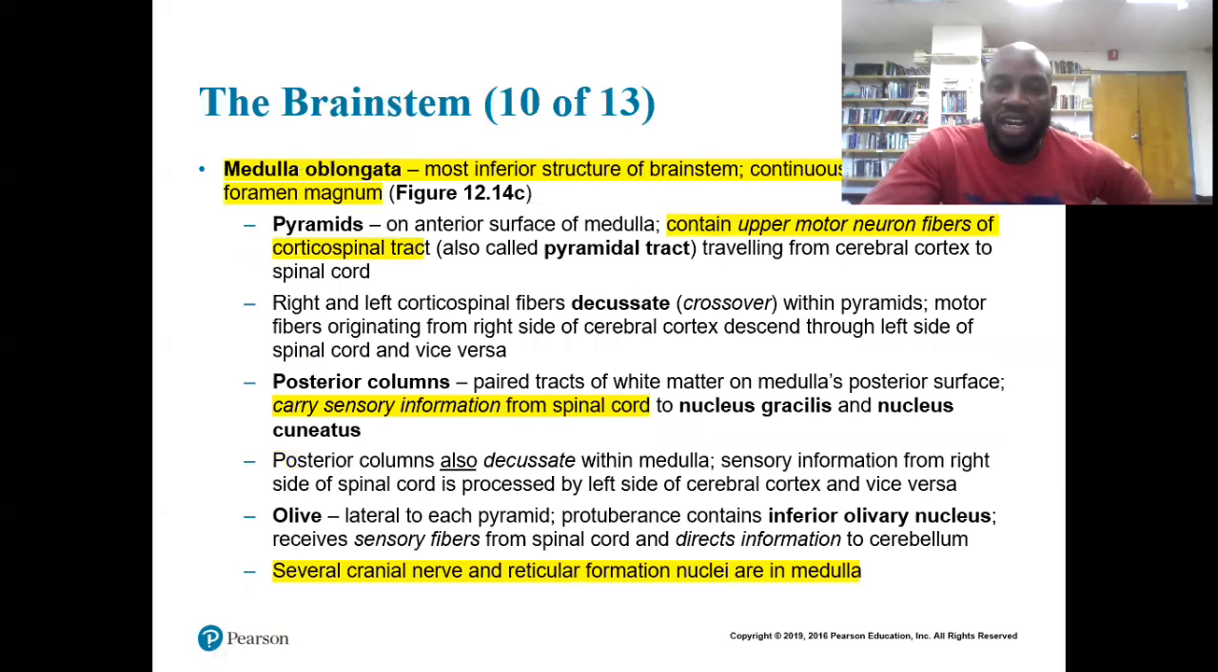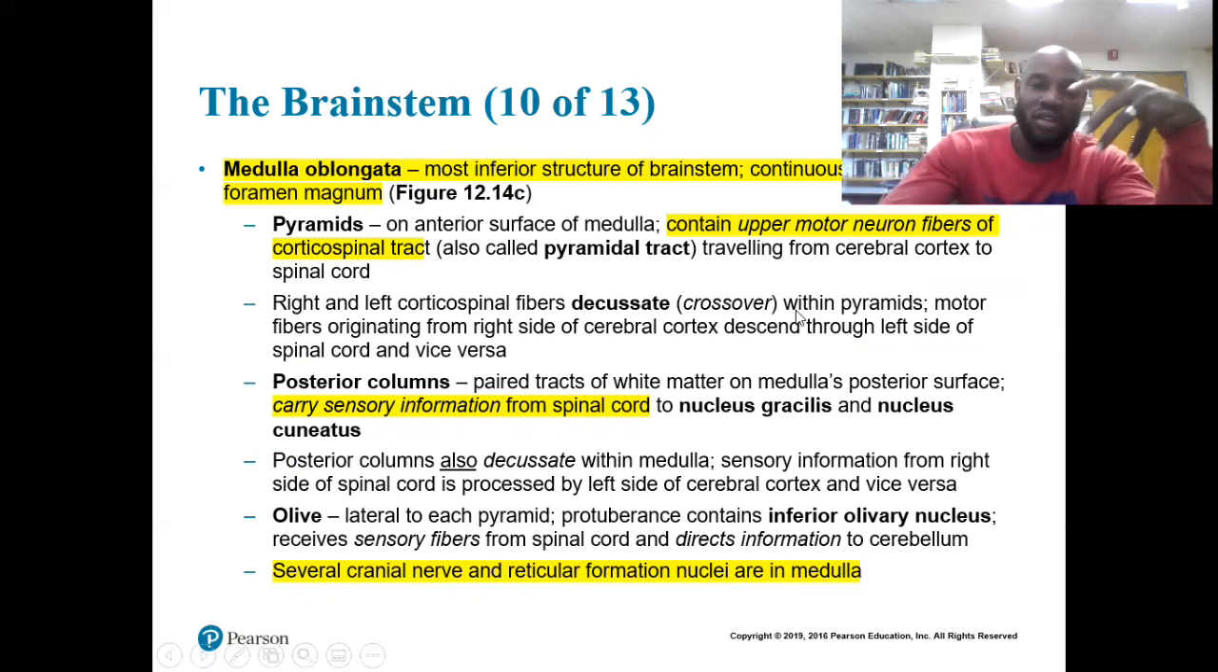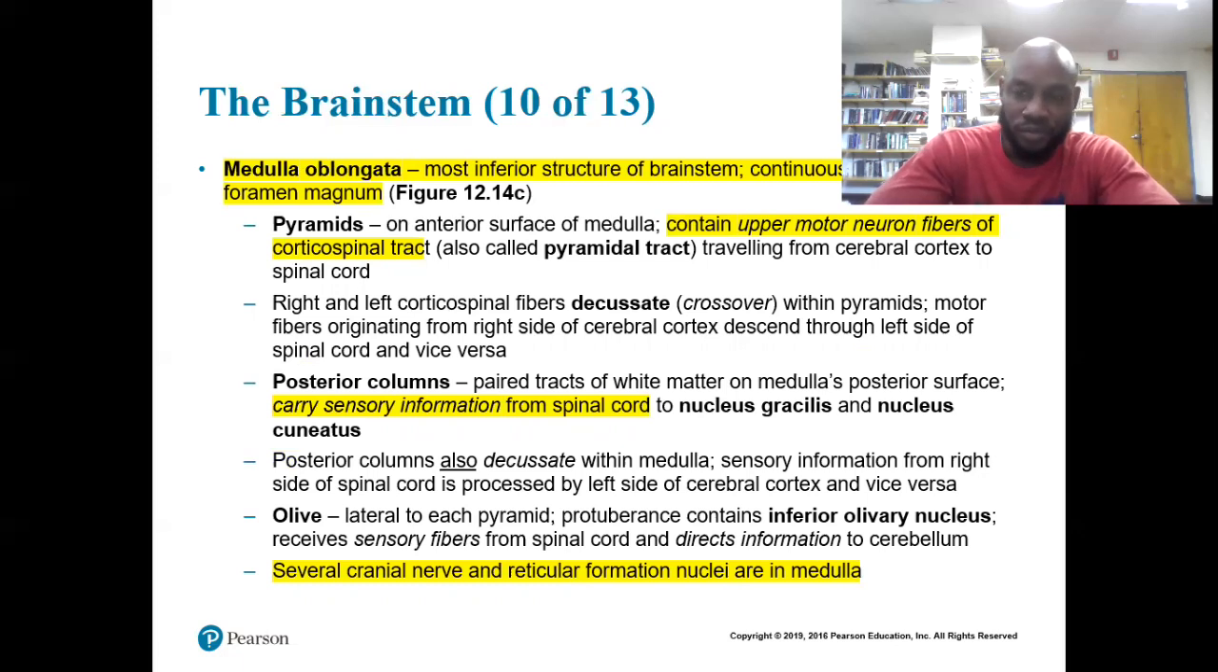And then we have the medulla oblongata, the last section, the most inferior section of the brain stem. It continues with the spinal cord, so it looks like it goes right into the spinal cord. It contains upper motor neuron fibers of the corticospinal tract, traveling from the cerebral cortex to the spinal cord. Right and left corticospinal fibers dissociate and cross over, right? So this is why the right side of your brain controls the left side of your body, and the left side of your brain controls the right side of your body. It's where they cross over, right here in the medulla oblongata.